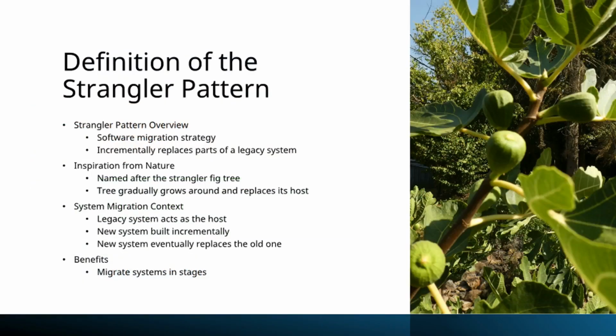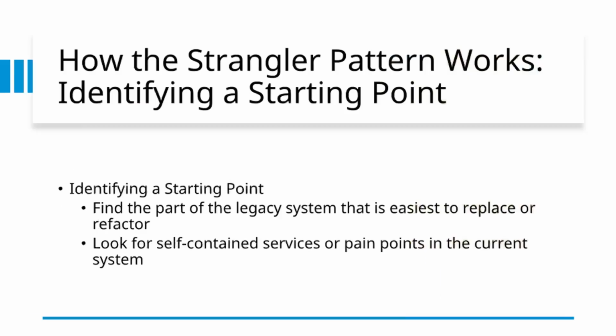The Strangler Pattern is a software migration strategy inspired by the Strangler fig tree. It incrementally replaces parts of a legacy system with new functionalities, allowing organizations to migrate systems in stages, reducing risk, and ensuring continuous functionality. The first step in the Strangler Pattern is to identify a starting point.